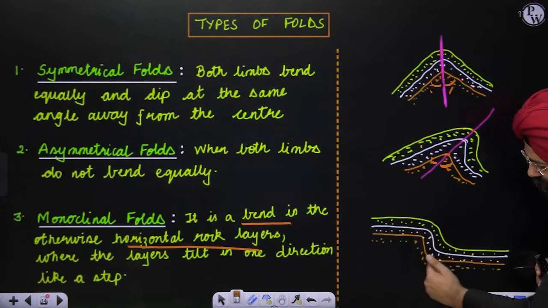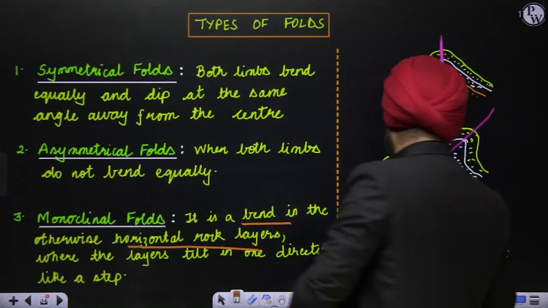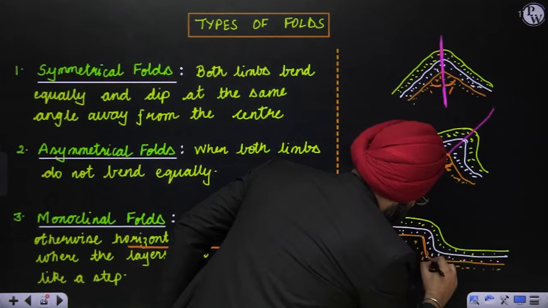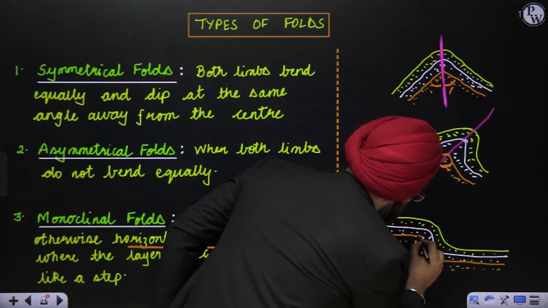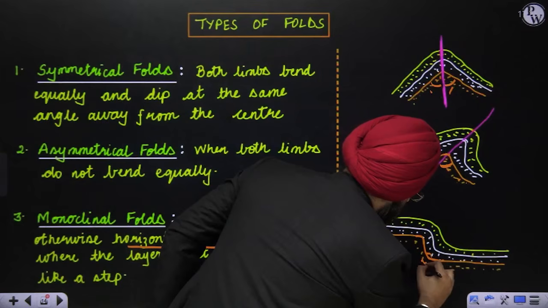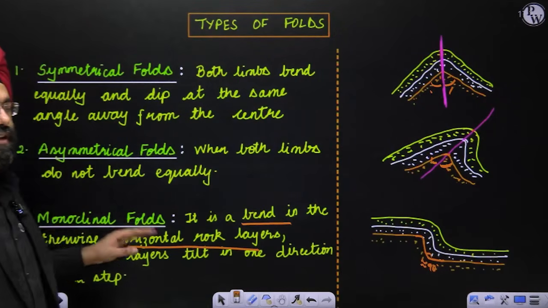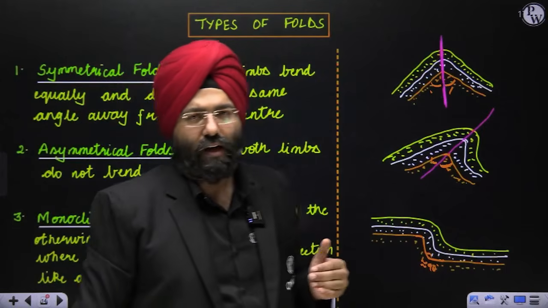Now, this is almost like 90 degrees. I won't say completely, but NCERT also mentions that this is close to 90 degrees. This is known as a monoclinal fold. So, a step-like structure is formed.